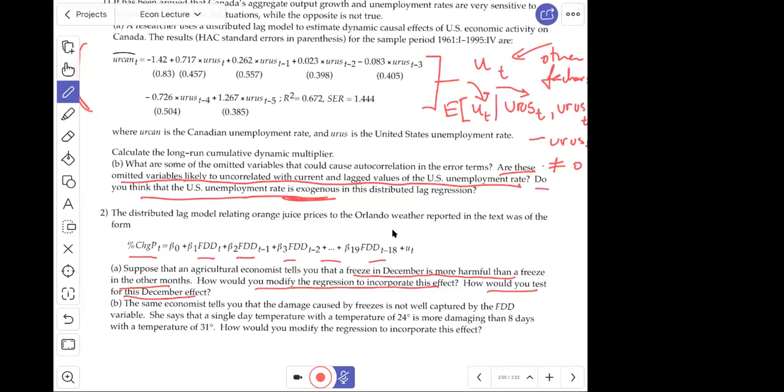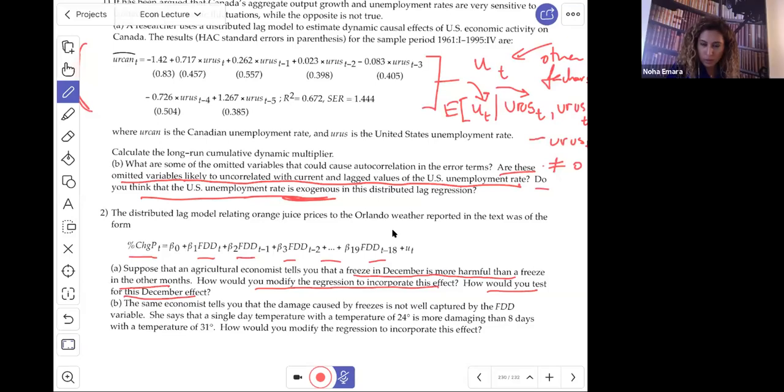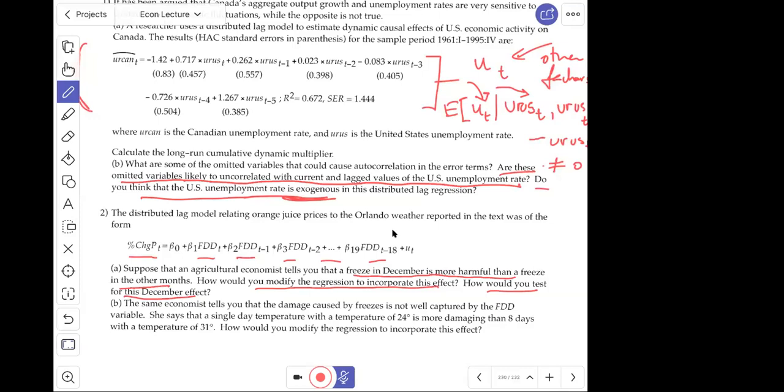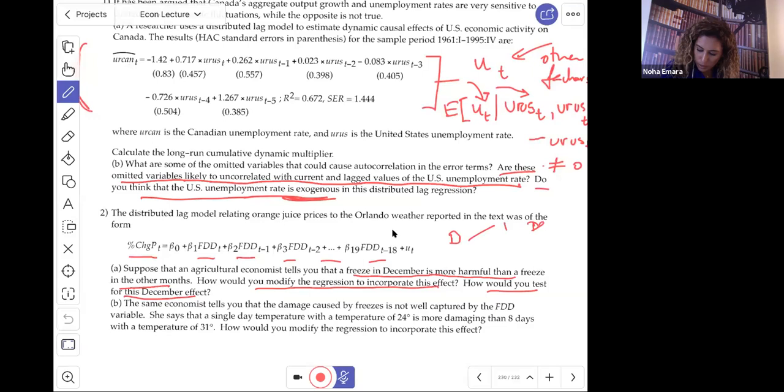You can say the dummy equals one. Exactly. You would include a dummy variable that takes one anytime the month is December, and zero for any other month. And I'm going to include this dummy in this regression, so I would have beta 20 times D_t. That's all you need to do.